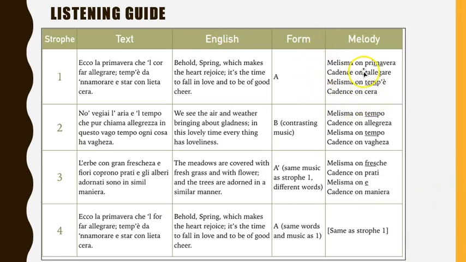I've also made some observations about the melody over here. So we'll be looking specifically for melismas and cadences. Melismas are multiple pitches per syllable. So I've underlined the syllables in which you will hear a melisma. So in primavera, which means spring, of course, on the ma, M-A, you'll hear a pretty elaborate melisma, although the rest of it is going to be syllabic.